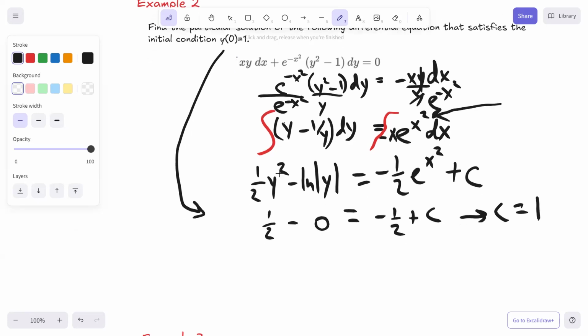Now we can write our particular solution of y squared over 2 minus natural log absolute value of y equals negative 1/2 e to the x squared plus 1. Similarly, you could multiply both sides by 2 and solve this equation, or not solve it, but just clear out those fractions.